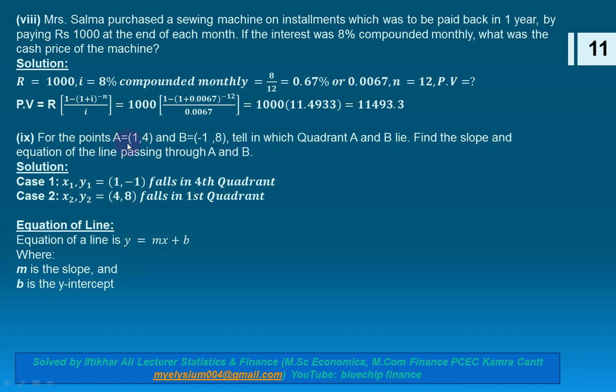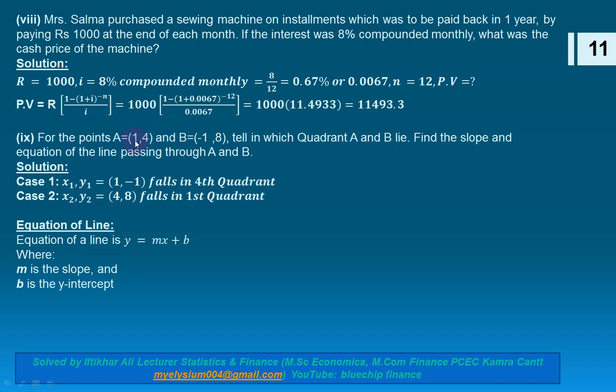X1 and Y1. The first value always represents X and the second value always represents Y. So first, X is equal to... here A and B are given separately, so we can say that X and Y are given separately here.